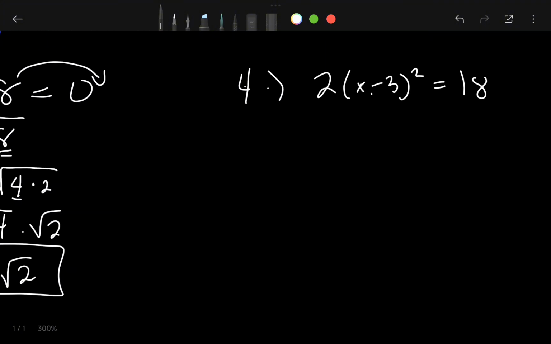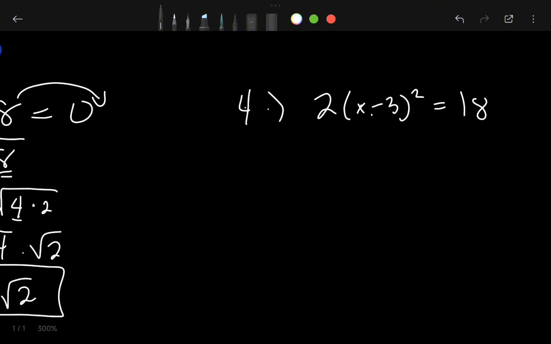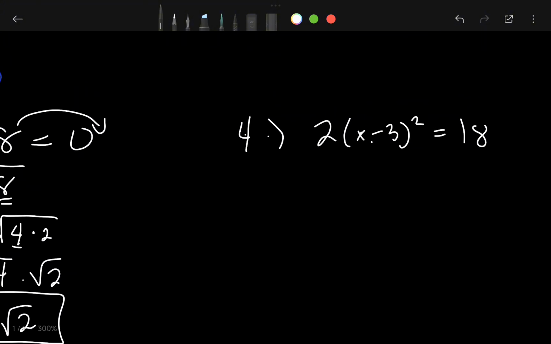Now let's have example number 4. We have 2 times (x minus 3) squared is equal to 18. Now, it might look a little bit difficult, but it's actually not. Okay? Remember, a term inside a parenthesis means it is one group. It means that x and negative 3 are considered as 1. They're already in one group, and it is squared. So we can simply represent x minus 3 by x.